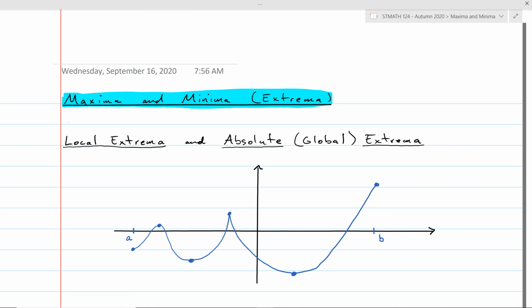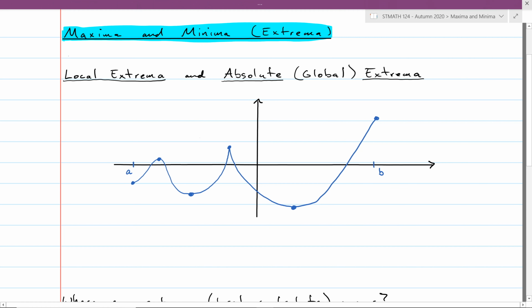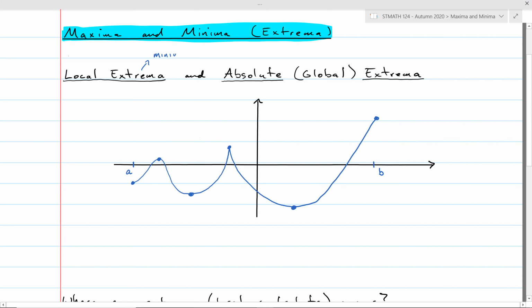Hello, calculus students. The topic for today is maxima and minima. Looking at the graph there in blue, we can talk about the idea of local extrema and absolute extrema in a really visual way. First, let's talk about local extrema. So when we use the word extrema here, that just means a minimum or a maximum. And when we talk about local extrema, those are just either minimums or maximums in the neighborhood.